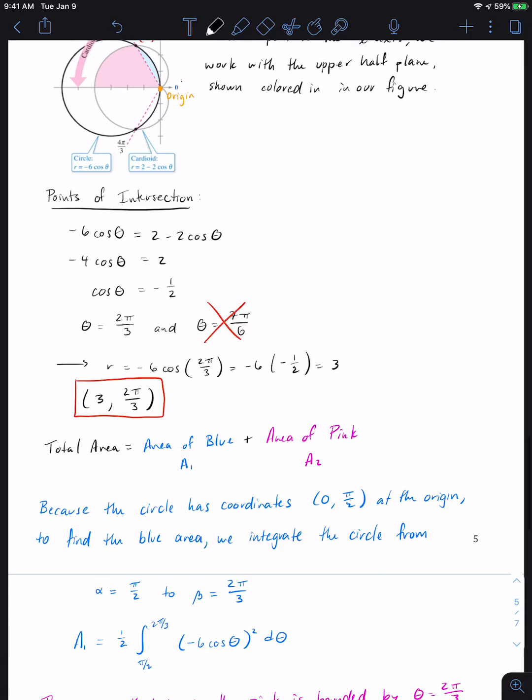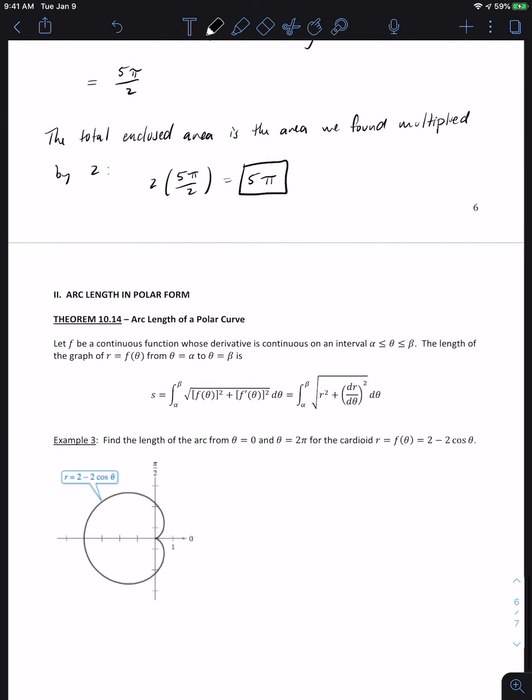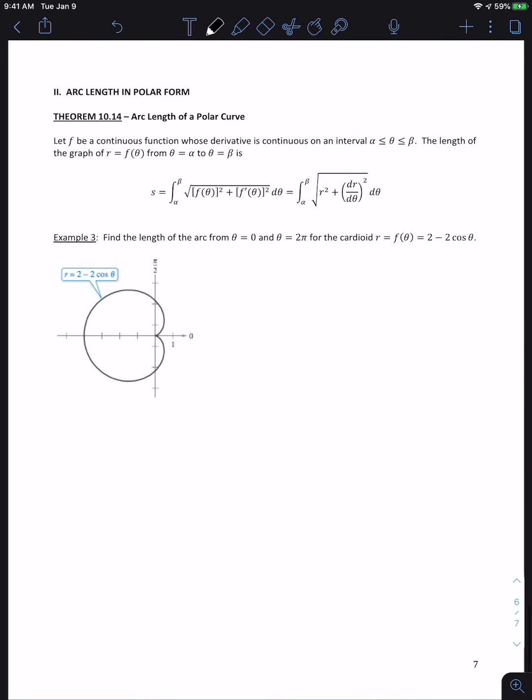So a long example, but a good example. All right, I'll go ahead and finish this video here, and in the next video, we'll talk about the last problem.